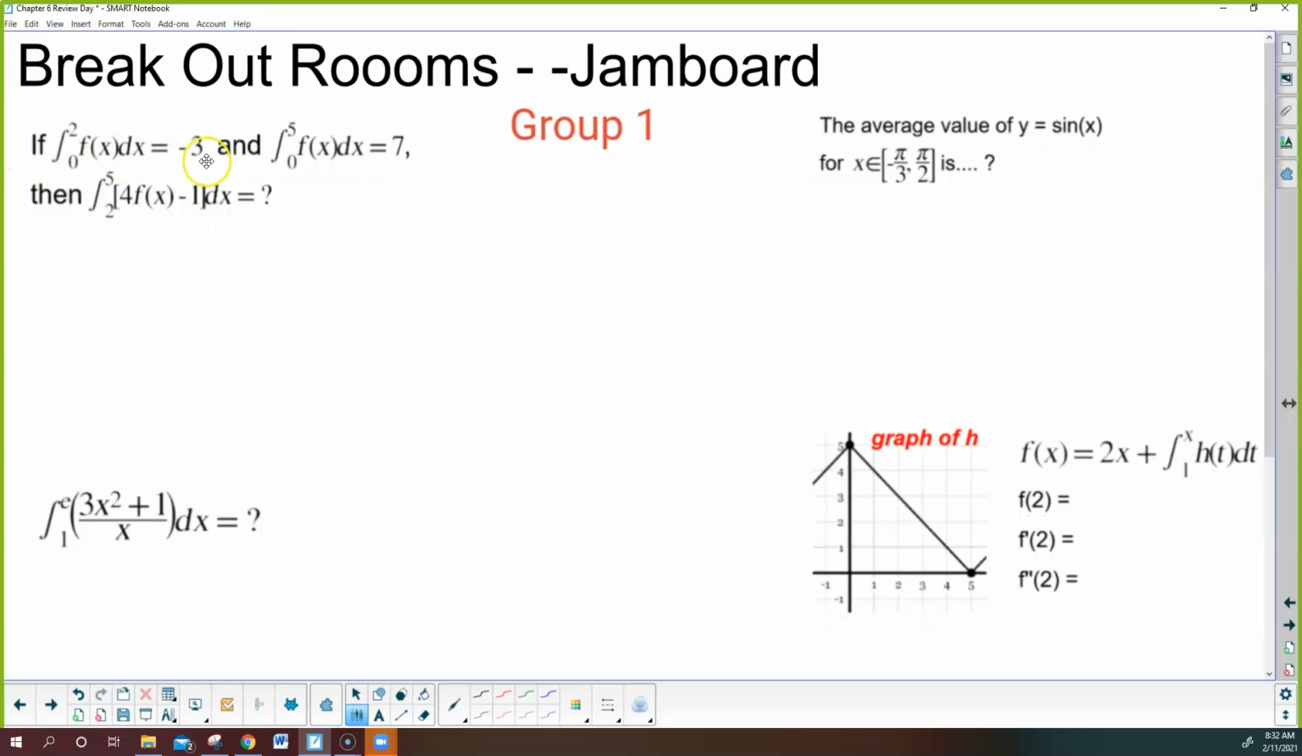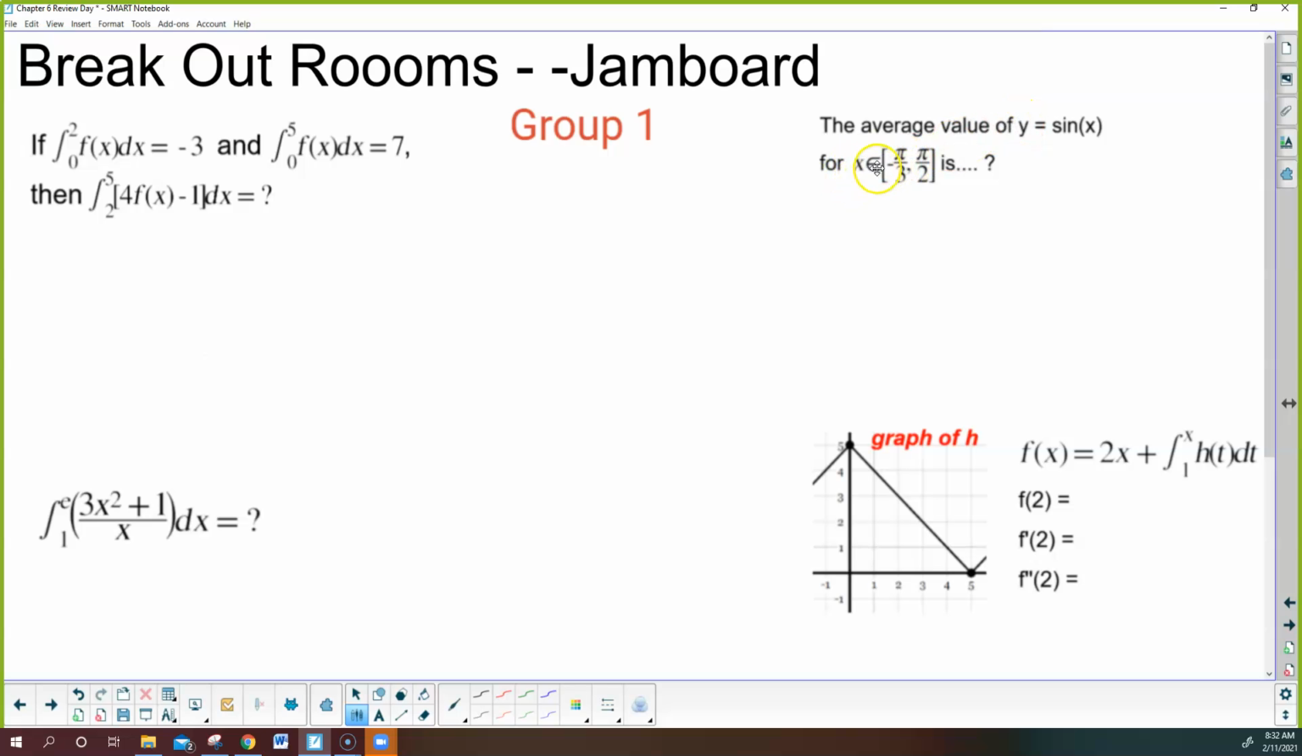The problems. This first problem is a little bit more complicated, but it is a properties of integrals problem. This problem down below here is a definite integral problem where you have to do a little bit of work and then take the antiderivative. This one is the average value problem, and I just want to make sure you understand the notation.